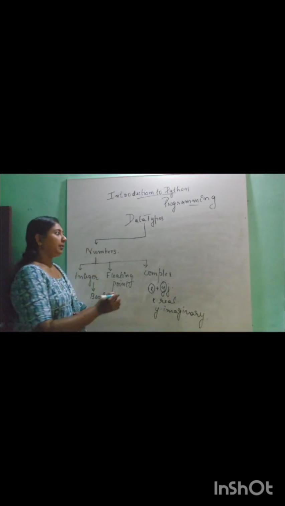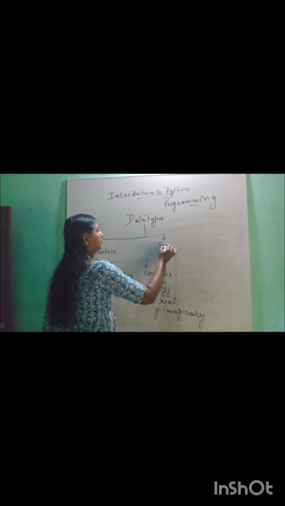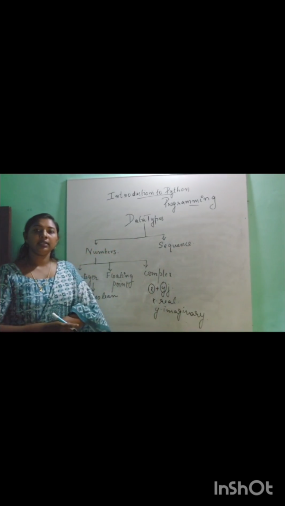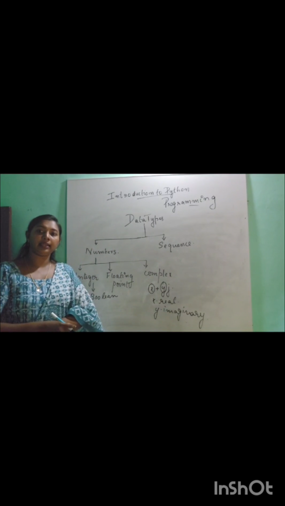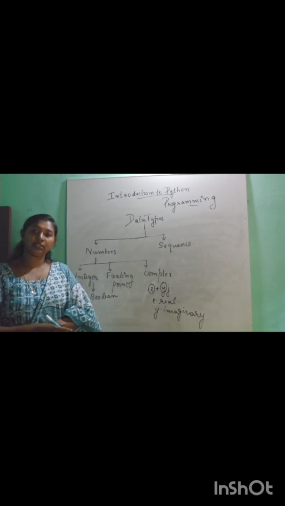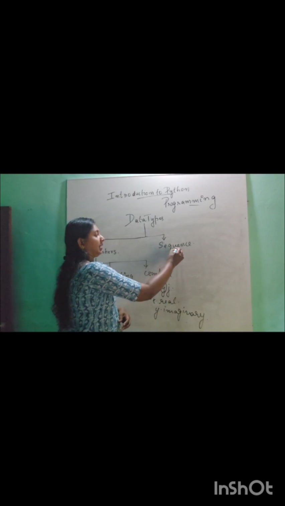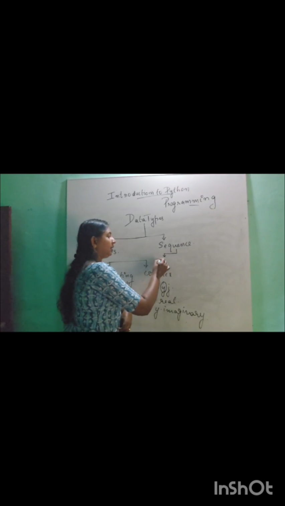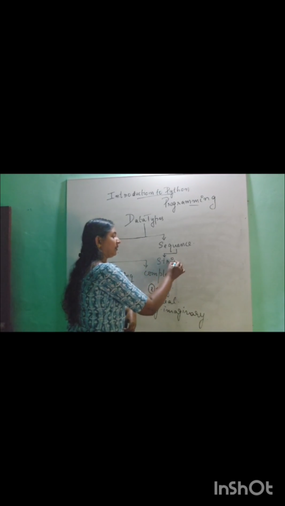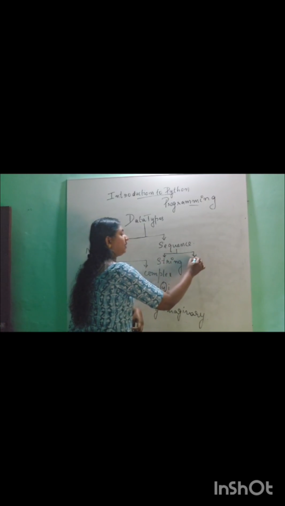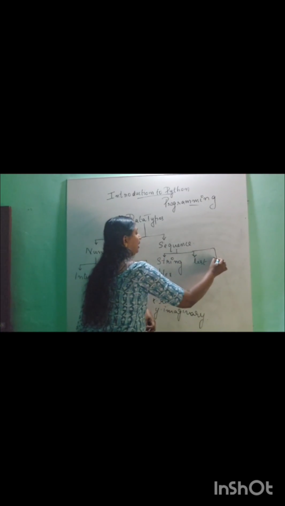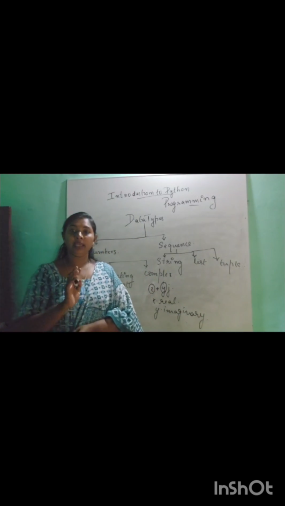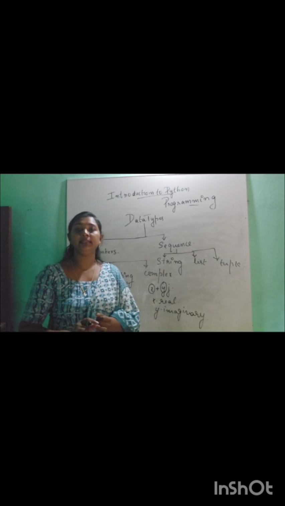The next data type in Python is the sequence data type. Sequence data types deal with a collection of values. Data types that have a set or collection of values come under sequence data types. Sequence data types are subdivided into three. The first one is string, the second one is list, and the third one is tuple. So in Python, you have three main sequence data types: string, list and tuple.